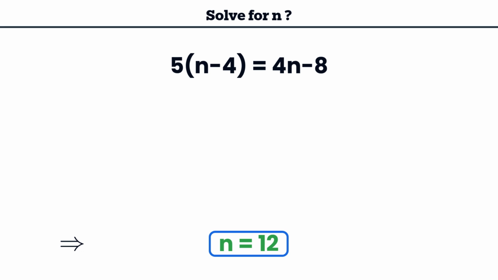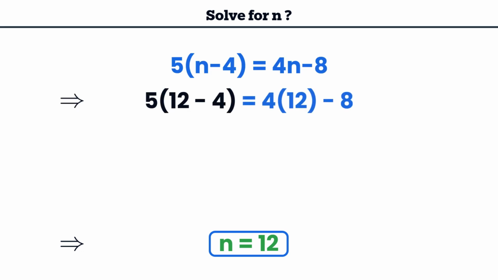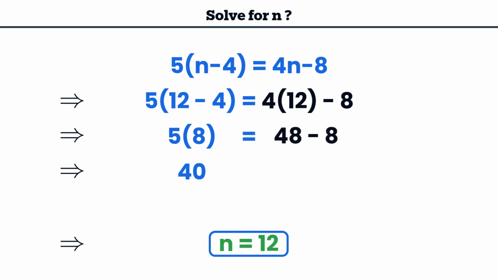Plug 12 back into the original problem. 5 times (12 minus 4) is 5 times 8, which is 40. And 4 times 12 minus 8 is 48 minus 8, which is also 40. They match perfectly. We did it.